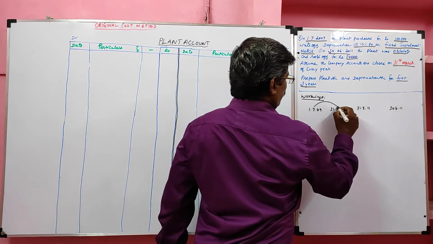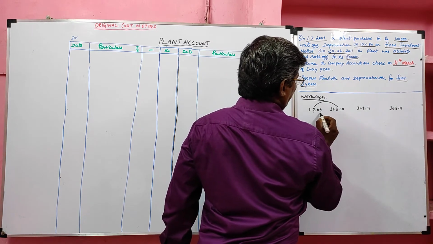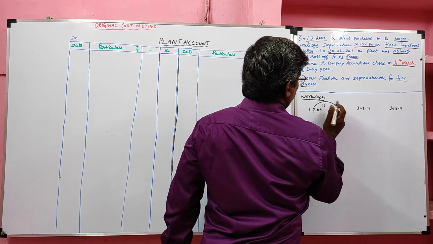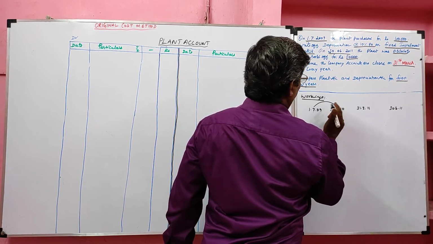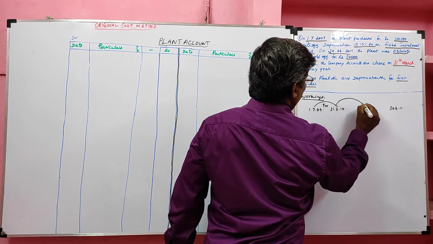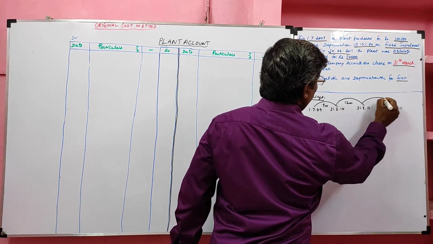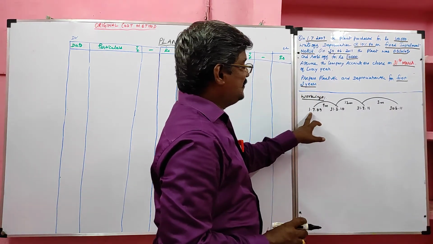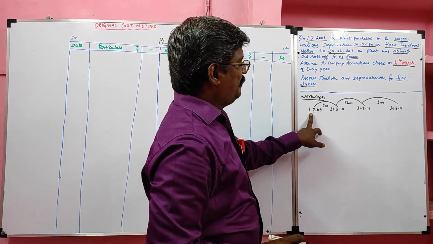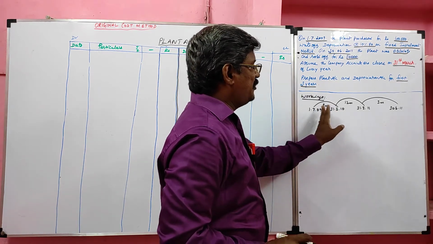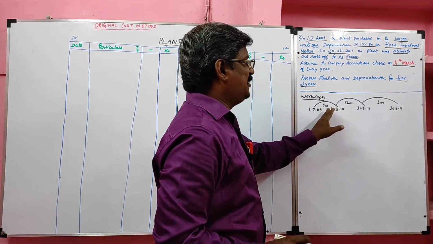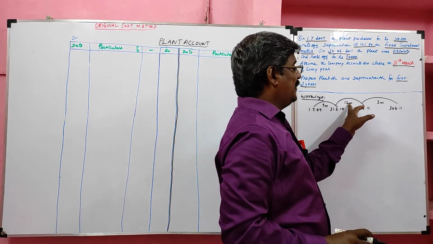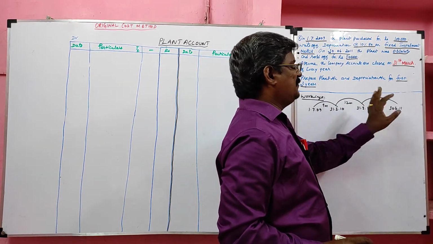So from 1/7/2009 to 31/3/2010, its period is 9 months. Then second year 12 months. Then third year they used it only for 3 months. Students, here they purchased on 1st July 2009 and the period ends 31st March. From year to year, how many months? 9 months. So first year they used the plant for 9 months. Second year they used it for 12 months. Third year they used the plant for 3 months.